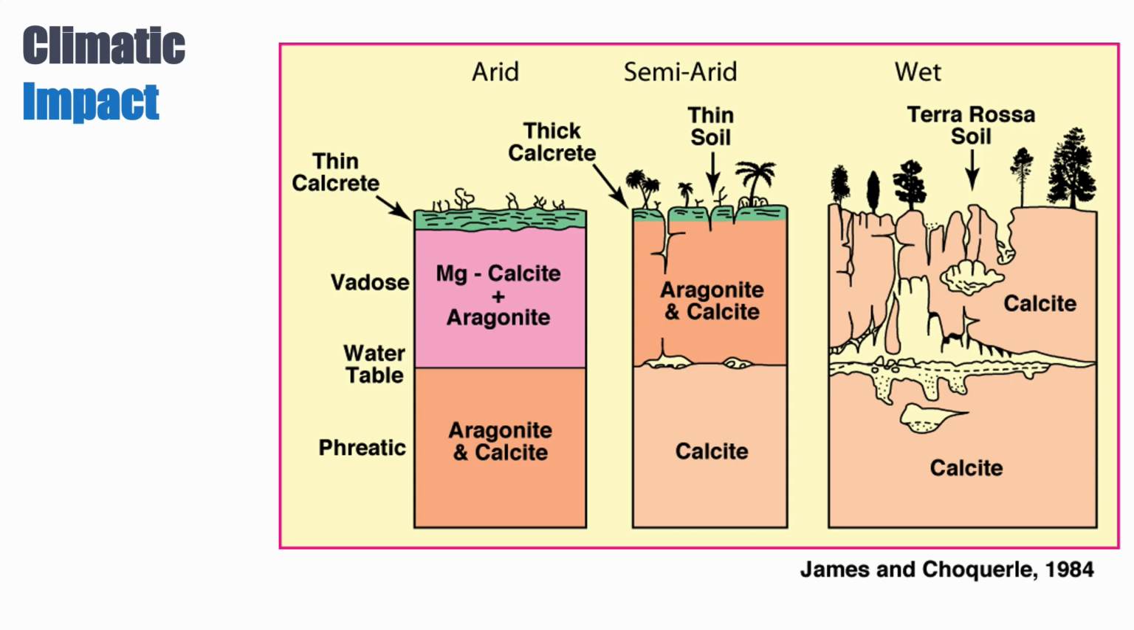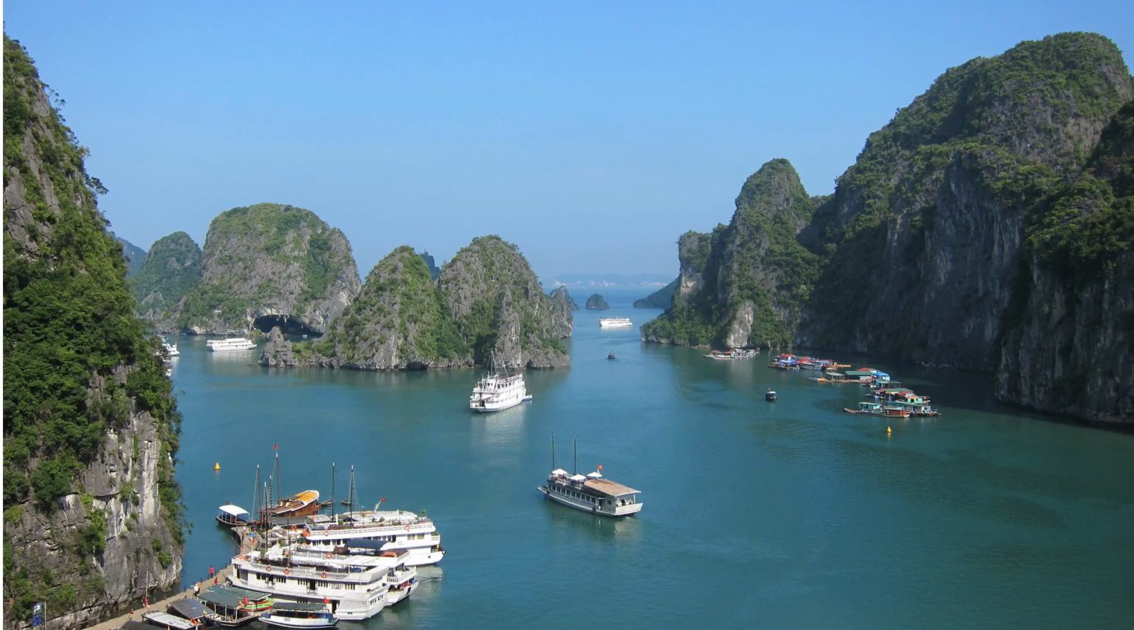And finally, if you're in a very wet, humid environment, then you don't preserve any of the aragonite and magnesium calcite. That means in the vadose and phreatic zone, we have only calcite, and we have extensive dissolution and formation of caves, plus the deposition of a terra rossa soil, which is essentially all the clays that were in the limestone that are concentrated at the top.